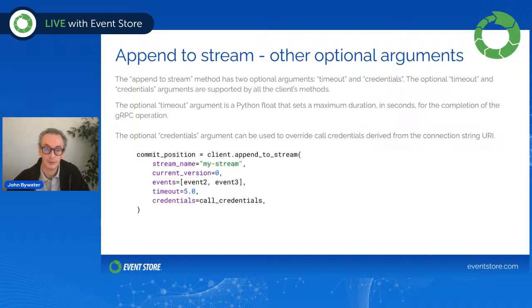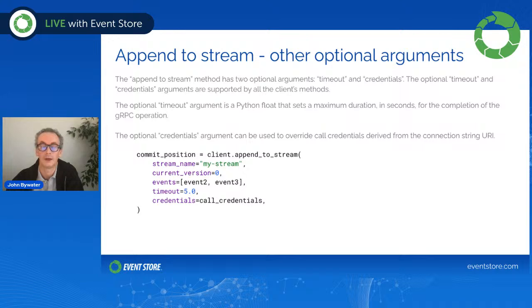The append to stream method has 2 other optional arguments, which I'll mention here, because they're supported in all the client methods. The optional timeout argument is a Python float that sets a maximum duration in seconds for the completion of the operation. And the optional credentials argument can be used to override call credentials derived from the connection string URI. And before we move on, we've seen the append to stream method returning the commit position. The commit position is useful because it tells you the commit position of the last recorded event in the database.